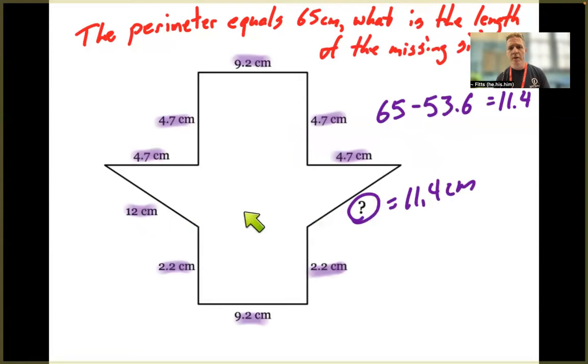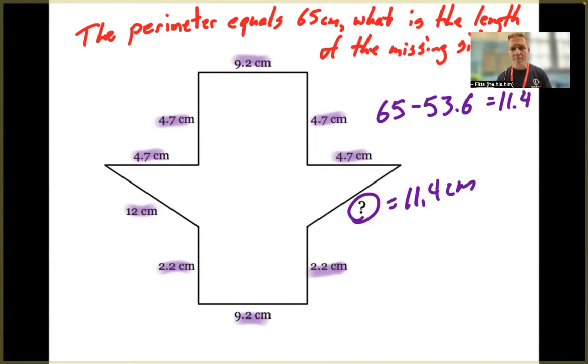Don't be fooled. This actually looks like a symmetrical shape, but it says in the problem itself, not drawn to scale. So don't be fooled by that, even though it looks like a symmetrical shape. So you might guess this is 12, but it's not. Okay, so there's that problem.